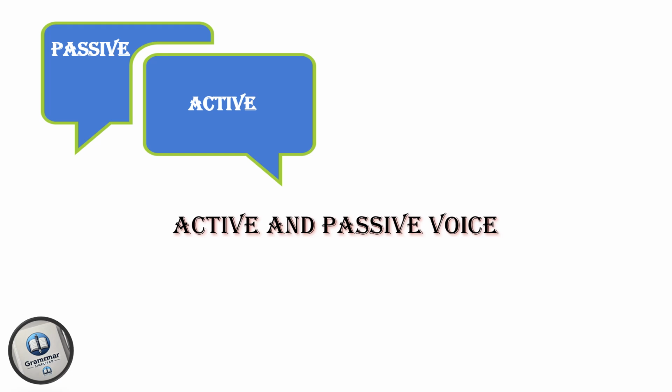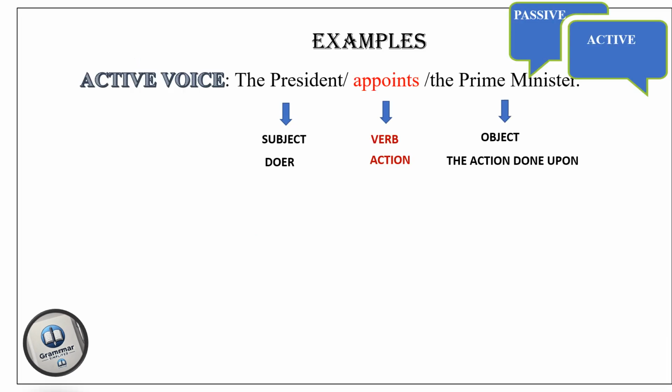Let's begin. Let us begin with 2 examples to understand the concept. After that, we will discuss the rules in detail. Here is the first example. The president appoints the prime minister.